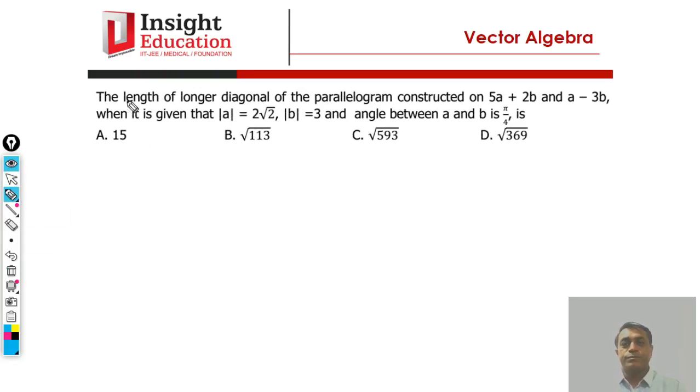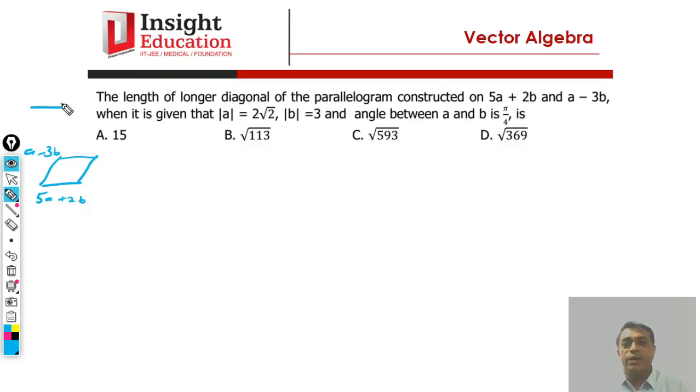Now again, the length of the longer diagonal of the parallelogram constructed on 5a plus 2b and a minus 3b. So one side of the parallelogram is given as 5a plus 2b and another side is a minus 3b. Find the length of the longer diagonal of the parallelogram, given that the magnitude of a is 2 root 2, the magnitude of b is 3, and the angle between a and b is pi by 4.